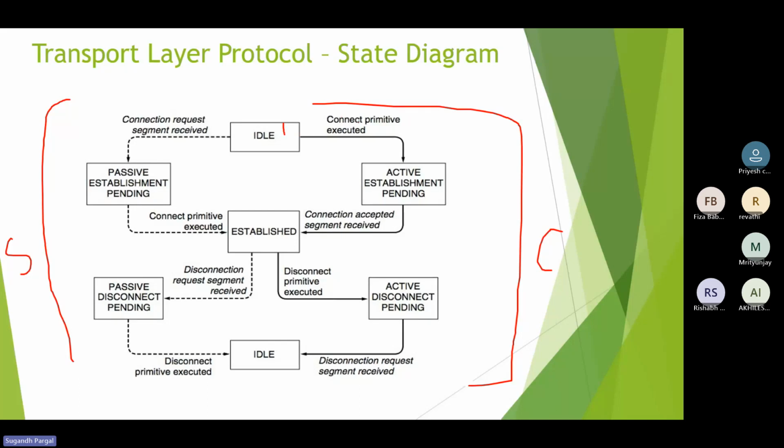Then it sends the connect primitive, which is executed at the client side for the active establishment, through to the server side. So this connection request has been sent from the client side and is received at the server side. Then the passive establishment is pending. So the server side sends the connect primitive, and the client side accepts that segment of the connection, and then the connection is established.